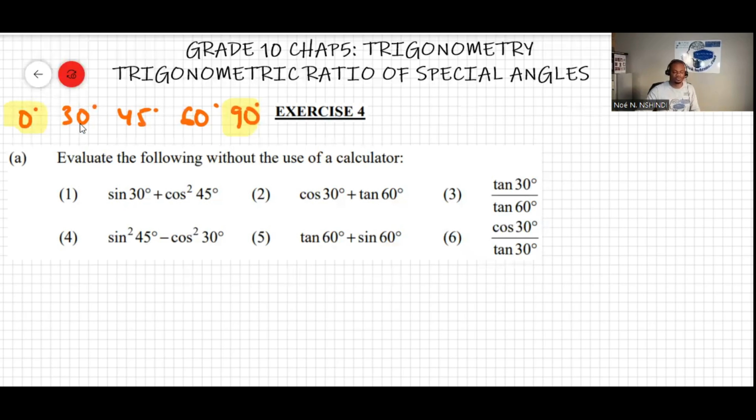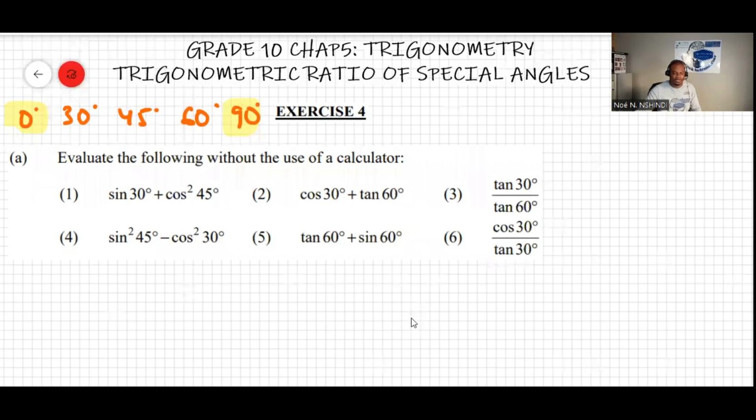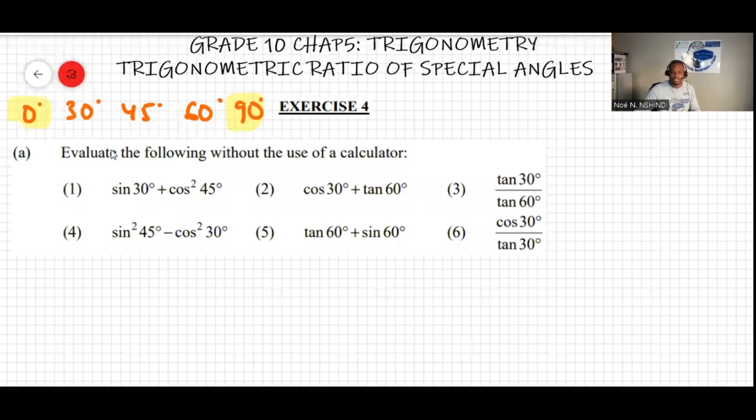You get used to 30, 45, and 60 degrees. Before we attempt the exercises, I first want to say why all these are considered special angles, because the trigonometric ratios of these angles can be evaluated without using a calculator.